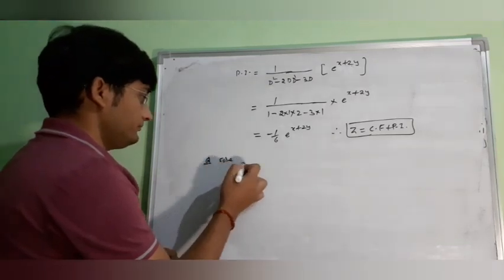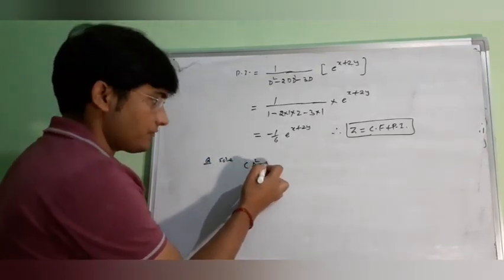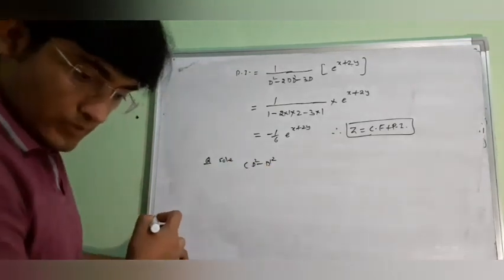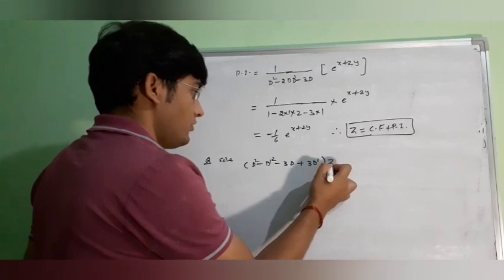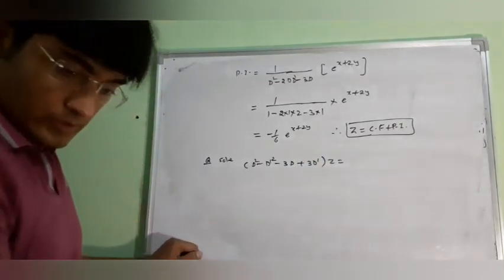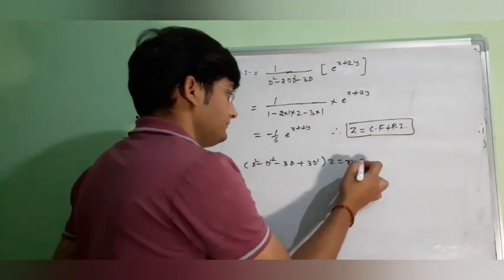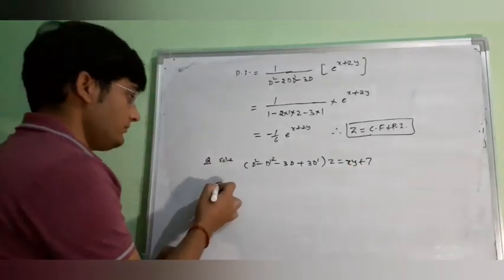Solve d square minus d dash square minus 3d plus 3d dash of z equal to xy plus 7. Solution.